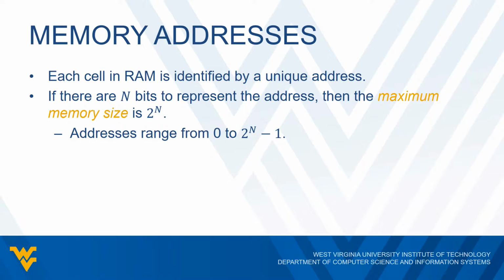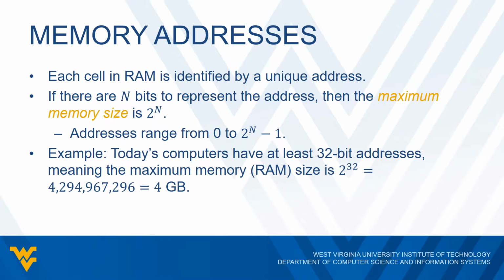Now, typical values of n back in the 60s and 70s would be something like 16, 20, 22, 24. But today's computers have at least 32 address bits, which means we allow for up to 2 to the 32 addresses, or memory cells. That's a lot. So when you think about our RAM size here, that's almost 4 billion memory cells, or what we would consider 4 gigabytes of RAM.